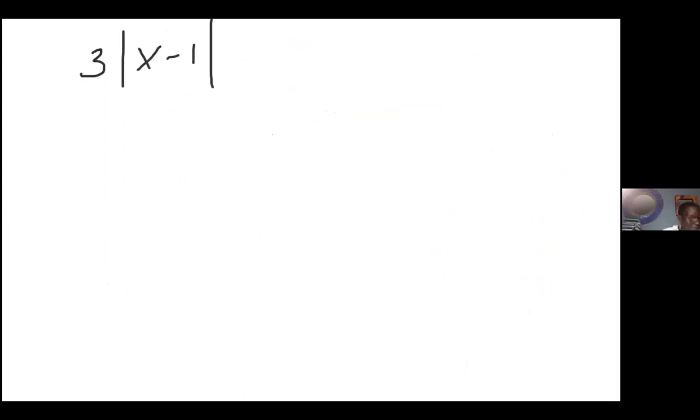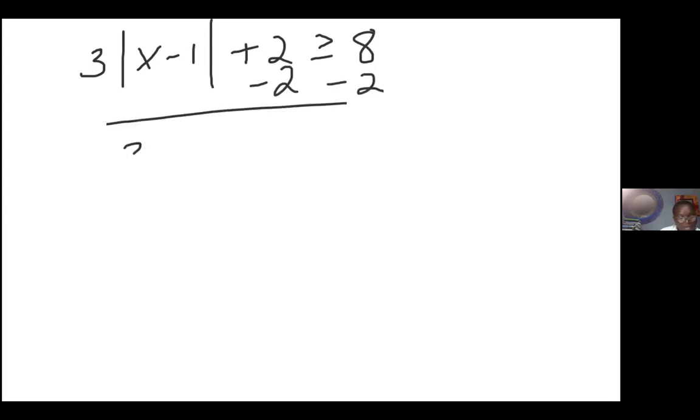It's 3 times the absolute value of x minus 1, plus 2, is greater than or equal to 8. And so on this one, they want you to solve it, graph it, and write the solution in interval notation. So the first thing we need to do is isolate the absolute value, get the absolute value by itself. Subtract 2 from both sides, guys. So you get 3 times the absolute value of x minus 1 is greater than or equal to 6.